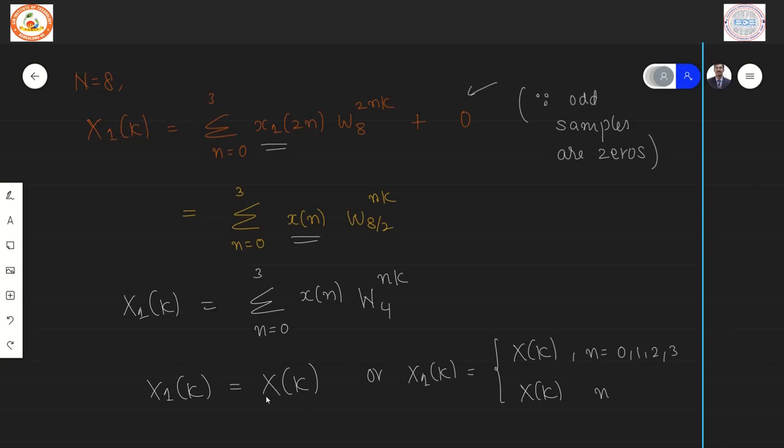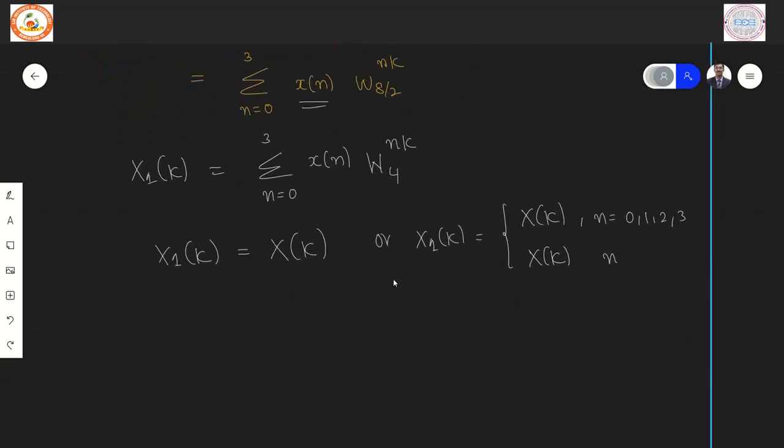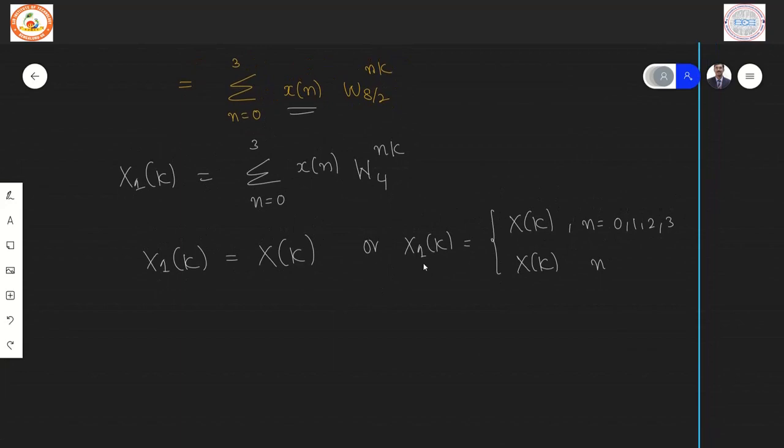But since we are looking for 8 points and DFT exhibits periodicity, we can conclude that the first 4 points are given by x of k, that is from n is equal to 0 to 3, and the remaining points are also given by x of k. So we'll just take x of k and write it twice. That becomes x1 of k.